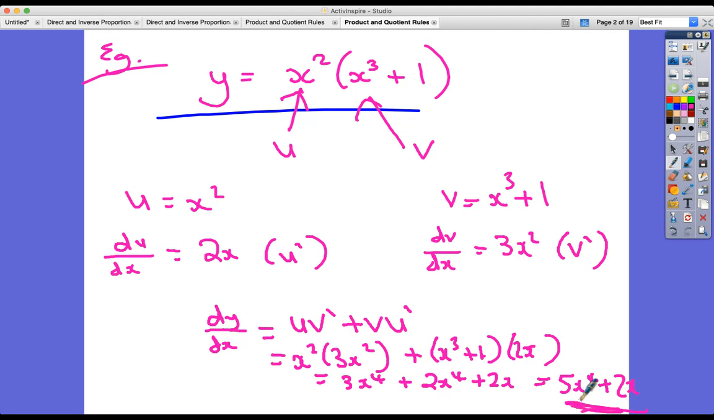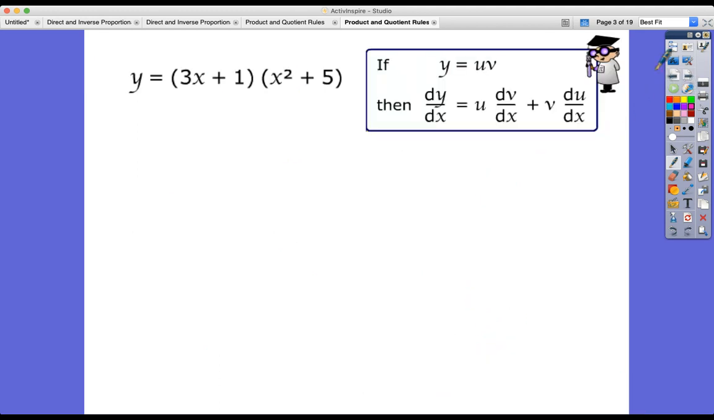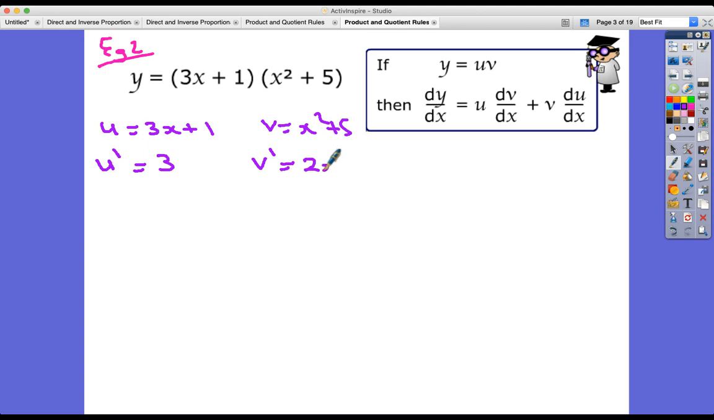Okay, so far so good, I hope. All right, next example, EG2. Again, I'll do a different color this time. So we've got u this time being equal to 3x plus 1, v being equal to x squared plus 5. So let's do it quickly. u dash this time is equal to 3, and v dash is equal to 2x.